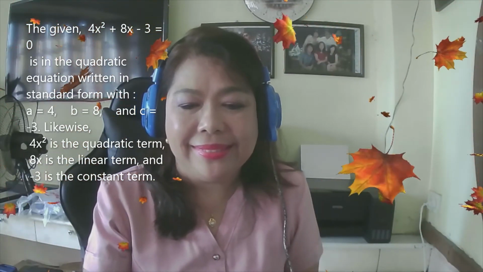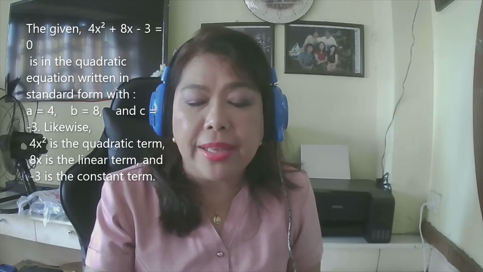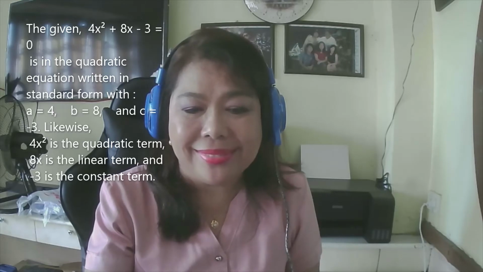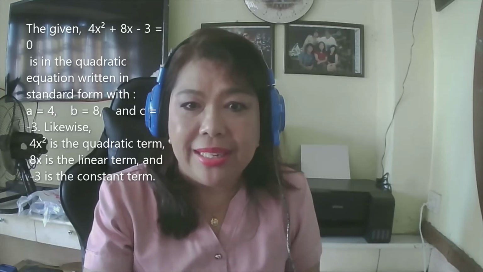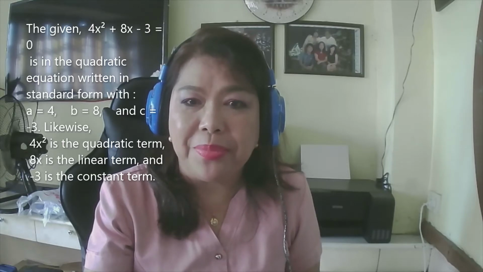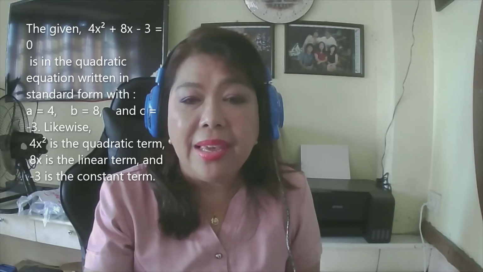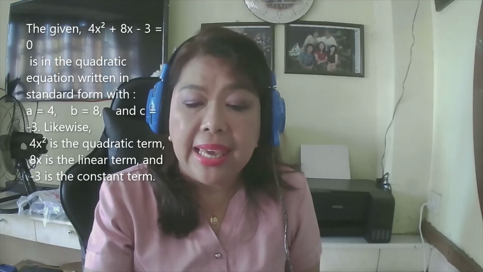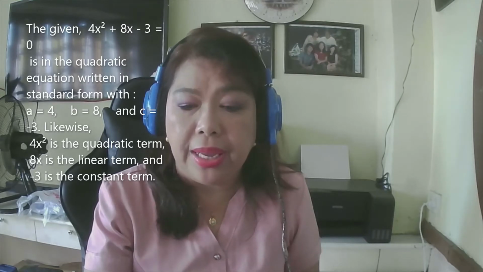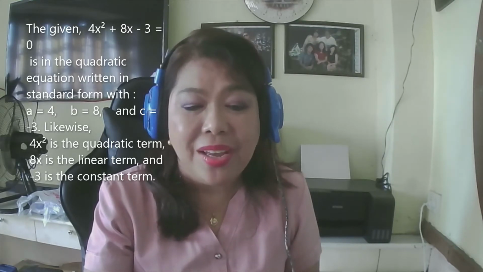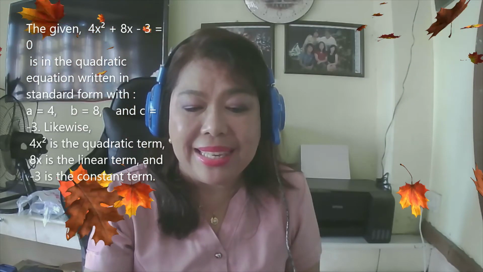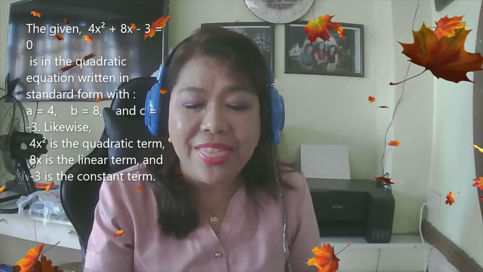Example 1. The given 4x squared plus 8x minus 3 equals 0 is a quadratic equation written in standard form with a equal to 4, b equals 8, and c is equal to negative 3. Likewise, 4x squared is the quadratic term, 8x is the linear term, and negative 3 is the constant term.